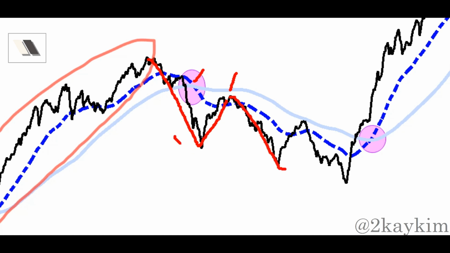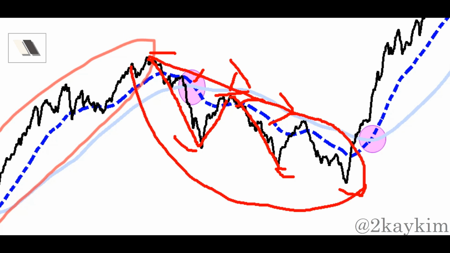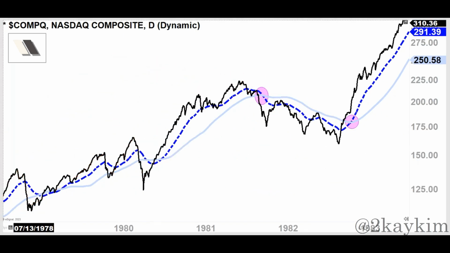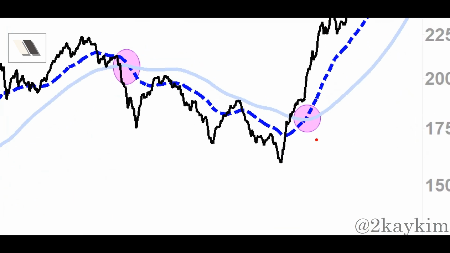In that process, we make lower lows and lower highs. The long-term moving average's trajectory is to the downside. Benefit of the doubt goes to the sellers. So with the lower highs and lower lows, definitely we're in a downtrend here, but something happened in late 1982. As you can see, there is that golden cross right here.